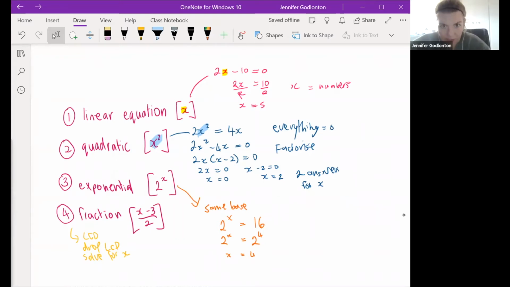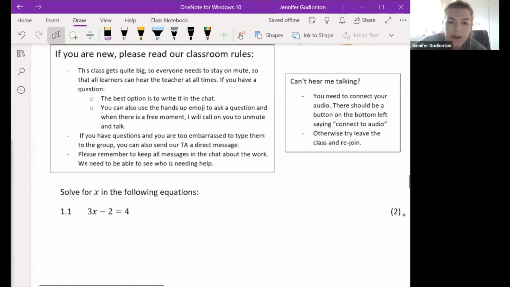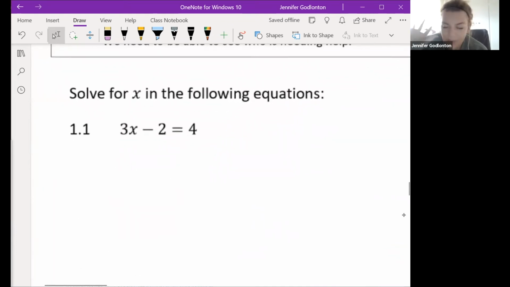Cool. Okay. Let's start here. So we're going to start. I'm going to first ask you, what type of equation is this? We've just spoken about them all. What type of equation is this one? Is it linear, quadratic, exponential, or fraction? Which one is it?